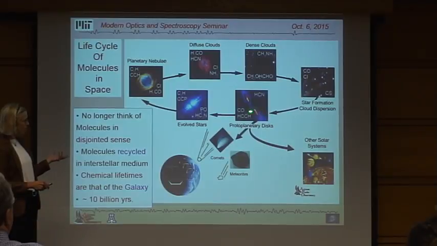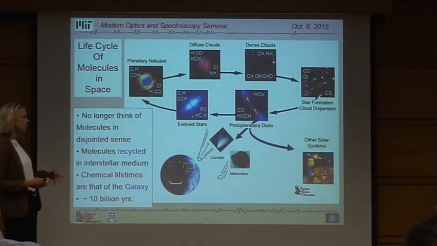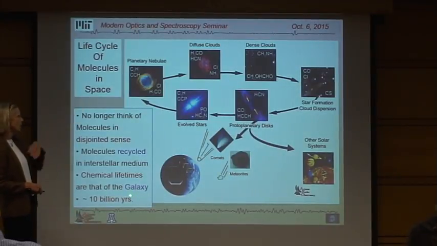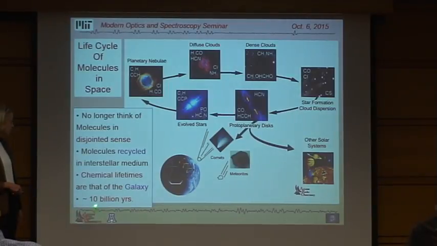And some of this material actually ends up on planet surfaces. But the whole point is the molecular material is now being recycled to the interstellar medium. So the chemical timescales are no longer that of an individual object, but the chemical timescale of the lifetime of the galaxy, which is about 10 billion years. And you can do a lot of gas-phase chemistry out in space over a timescale of 10 billion years.